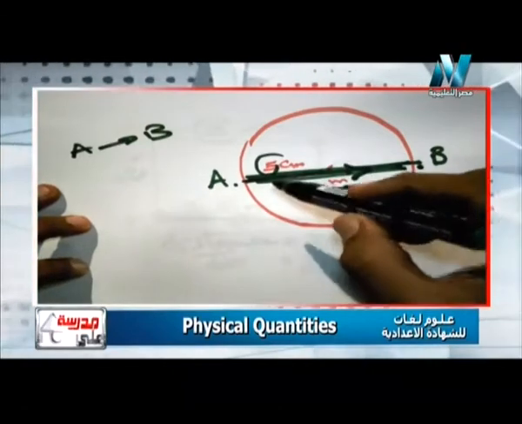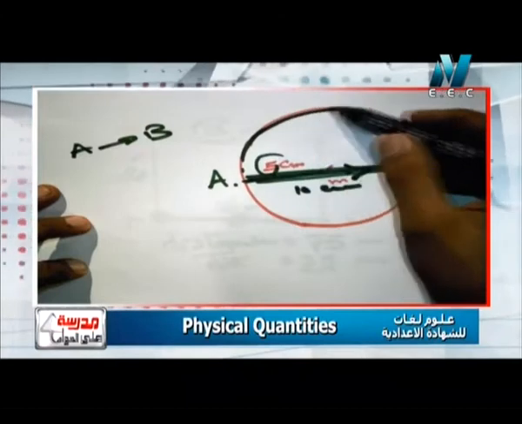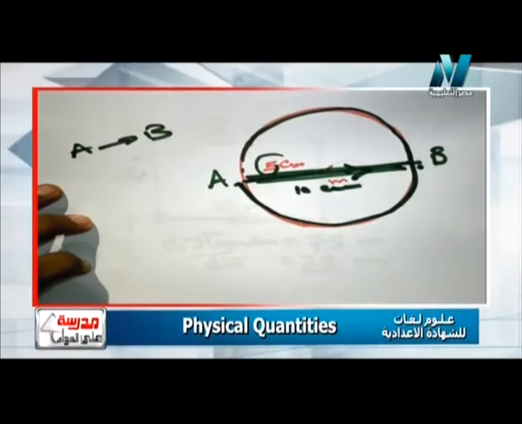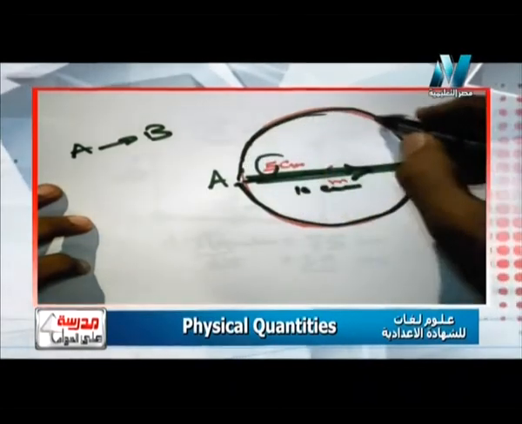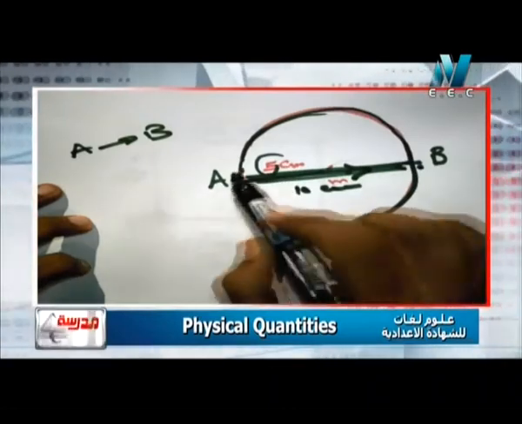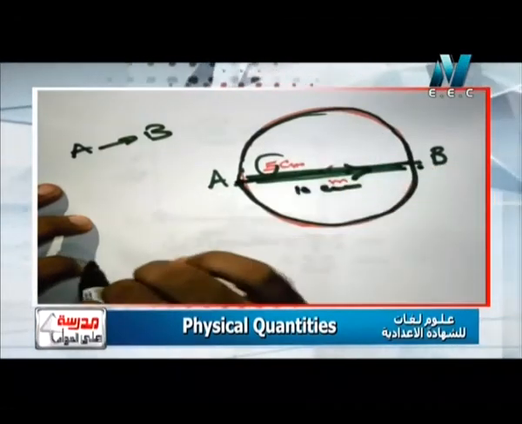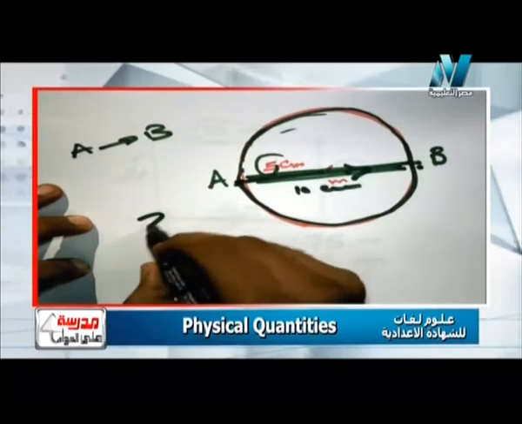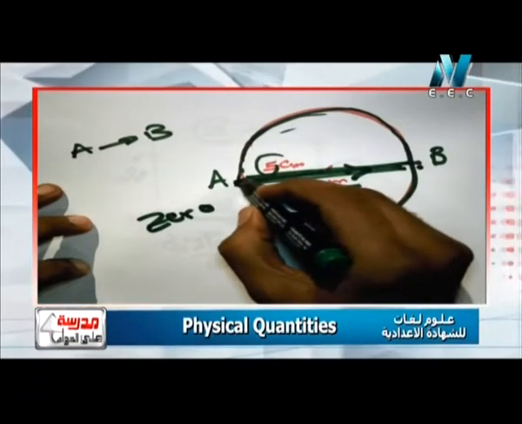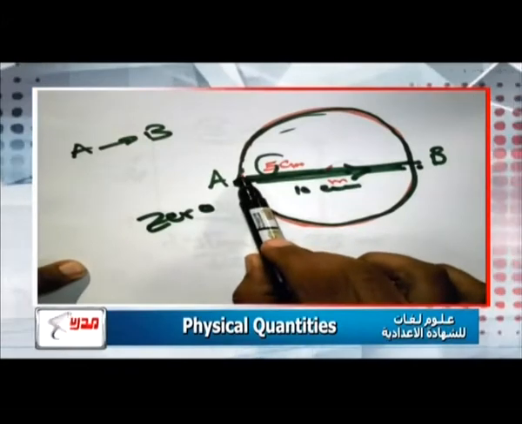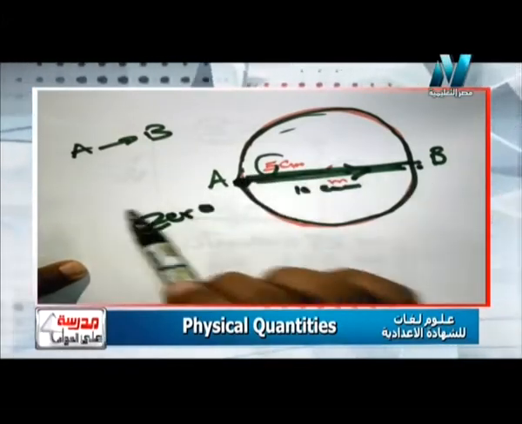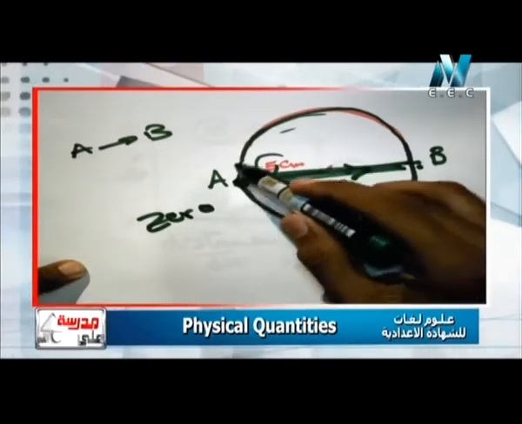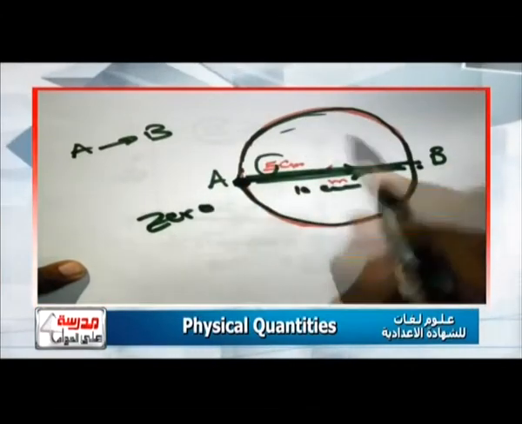But if the body moves from A, makes a complete circle around the circumference, and returns back to A, starting from A and ending at A, then the displacement equals 0, because the starting point and the ending point are the same. There is no distance between the starting point and the ending point. So the displacement equals 0 if the moving car or moving body makes a complete circle.